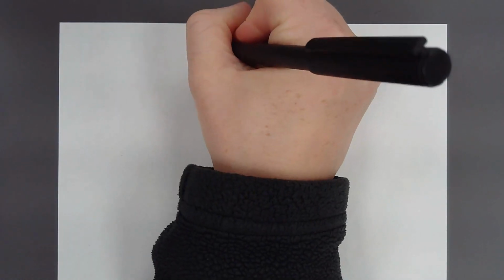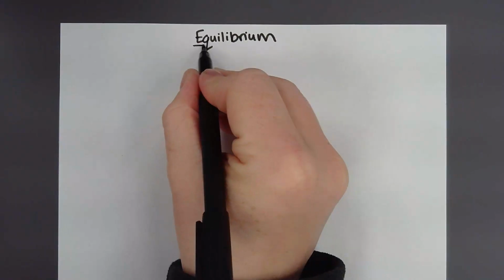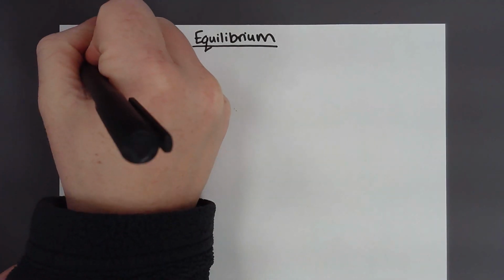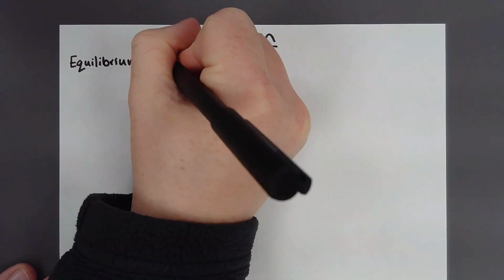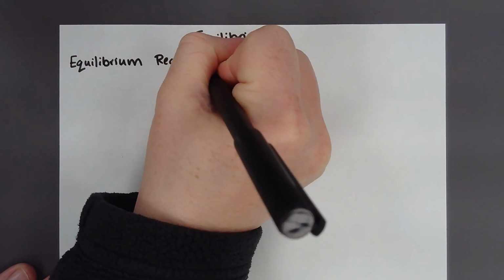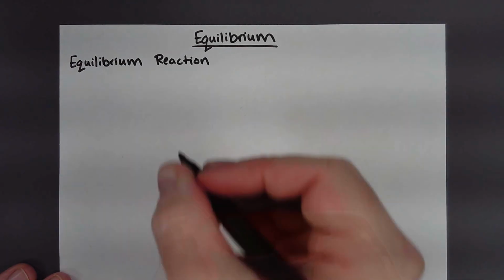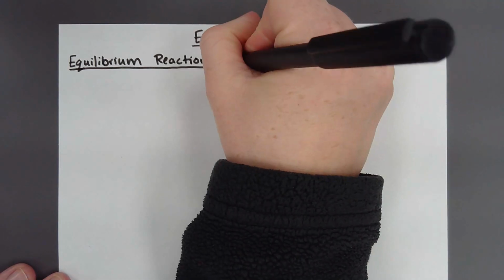Okay, so for today, we are going to be taking notes over equilibrium. For equilibrium, first thing we want to do is remember and define what an equilibrium reaction is. An equilibrium reaction is any reaction that can run both forwards and backwards. And we talked about this before with your lab.